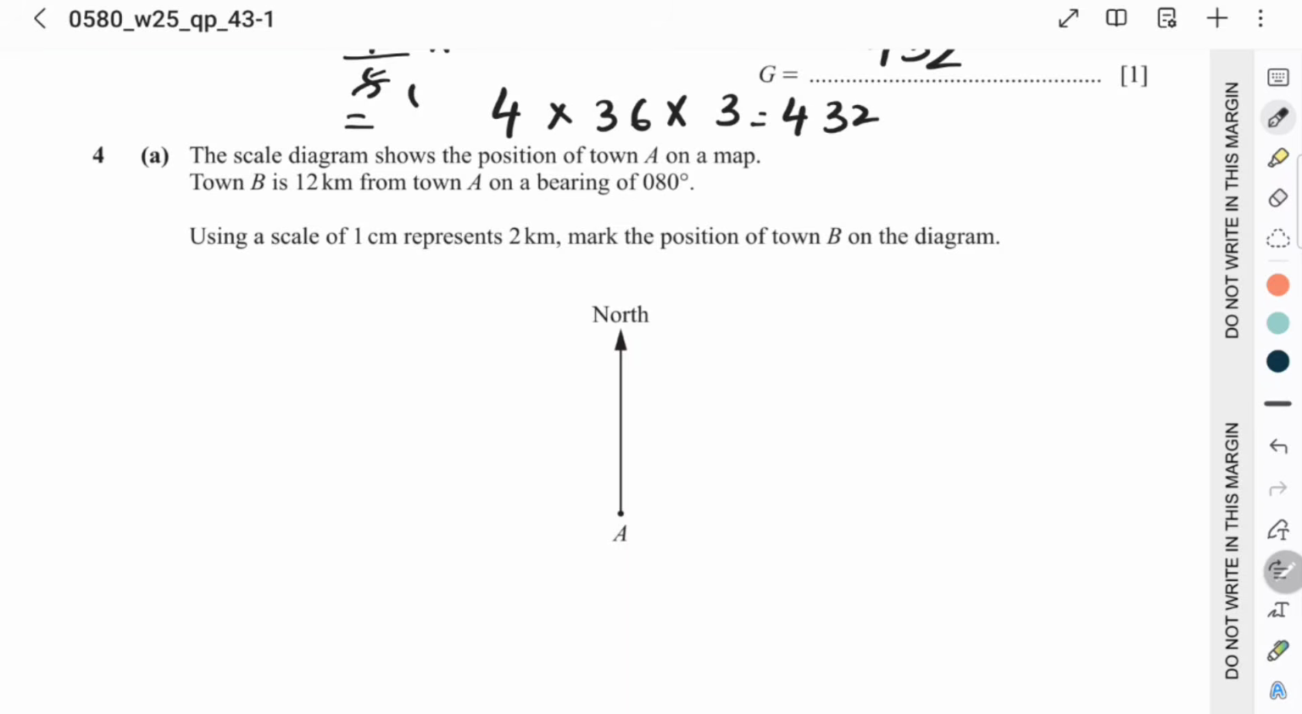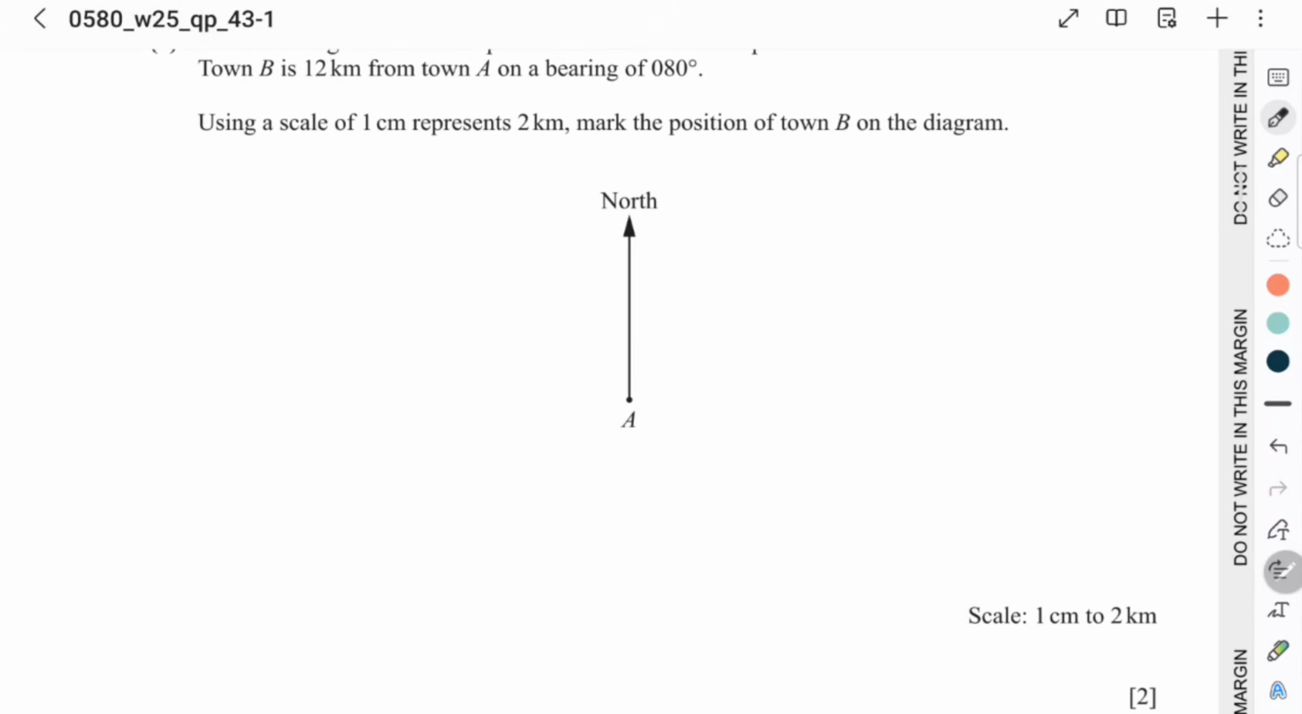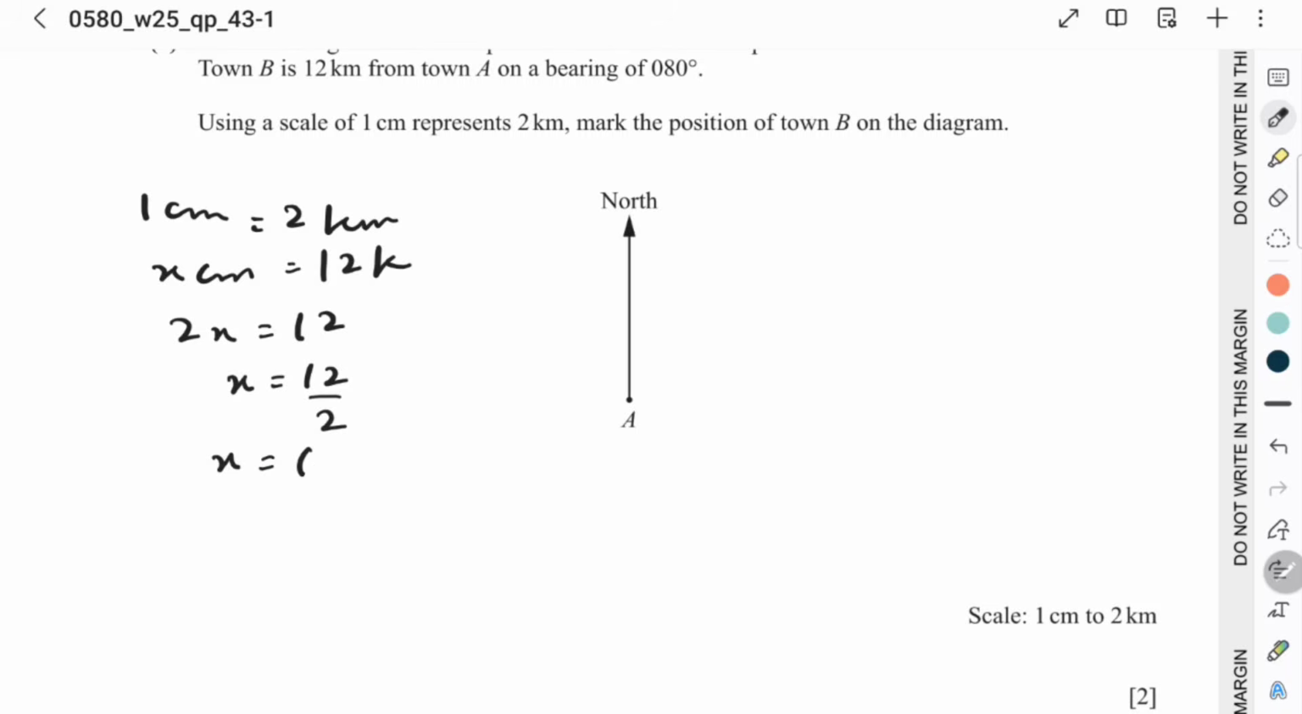All right, question number 4, the scale diagram shows a position of town A on a map. The town B is 12 kilometers from town A on a bearing of 80 degrees. Using a scale of 1 centimeter to represent 2 kilometers, mark the position of town B on the diagram. So we'll have to mark the point B in the diagram. 1 centimeter is equal to 2 kilometers, x centimeters is equal to 12 kilometers. So 2x is equal to 12, x is equal to 12 over 2, which is equal to 6 centimeters.